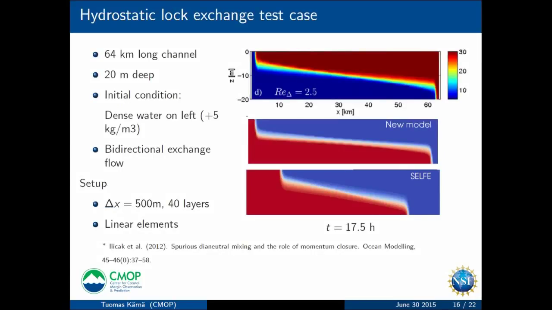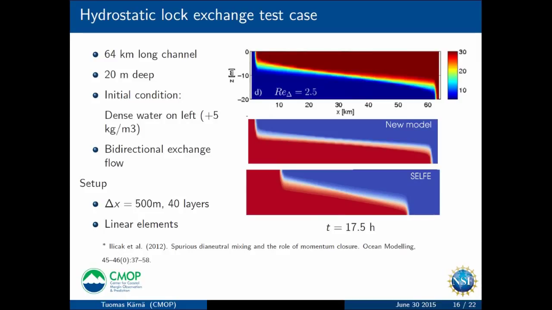So then to a test case. I tested this with a bunch of different baroclinic test cases, but I'm going to show the classical hydrostatic lock exchange. So you have a 64 kilometer long channel that is 20 meters deep, and initially there's a wall that separates a dense water mass and a light water mass. And as you run the simulation, you get this bidirectional exchange flow where the dense water is creeping underneath the light water and so forth.